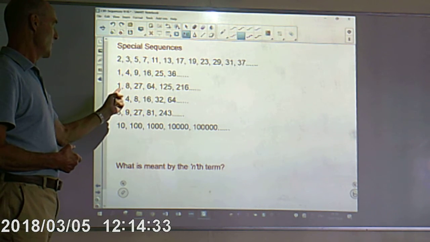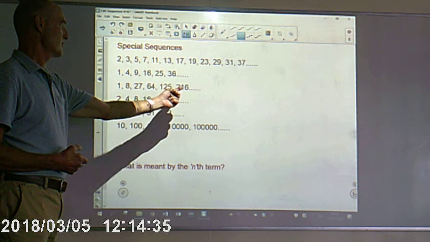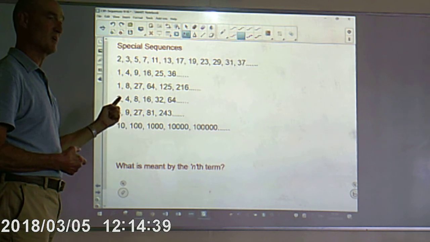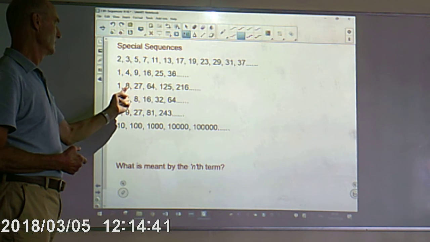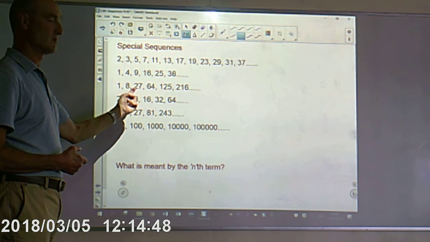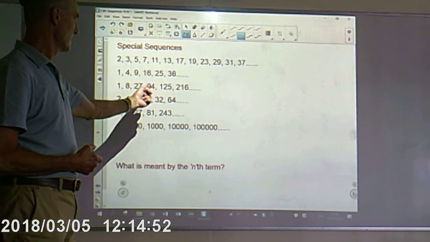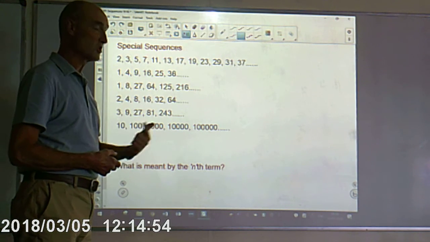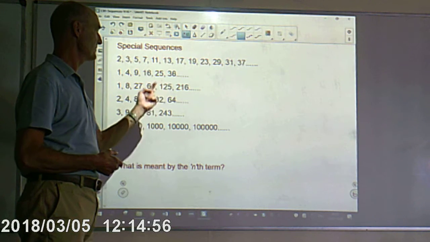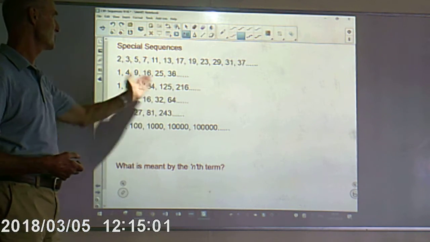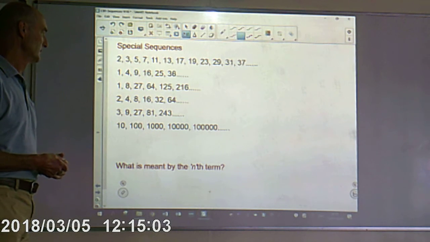Next set, 1, 8, 27, 64, 125, 216. 1 cubed. So 1 times 1 times 1 is 1. 2 cubed. 2 times 2 times 2 is 8. 3 cubed. 3 times 3 times 3 is 27. 4 times 4 times 4 is 64. 5 times 5 times 5, 5 cubed is 125, and so on. That's a sequence of cubed numbers.